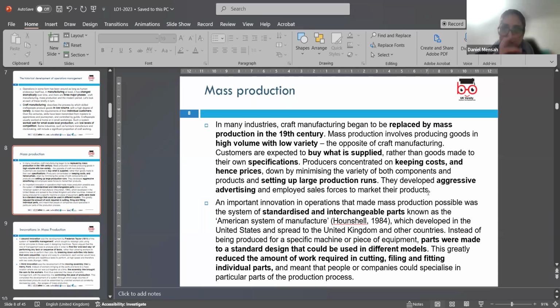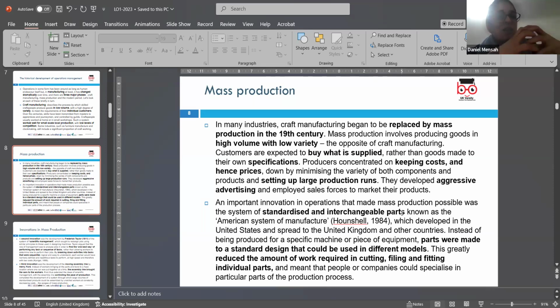Then slowly, within mass production, different kinds of innovations were coming, and it was improving further day by day. The first important innovation was brought by the American system of manufacturing. This innovation was introduced by the Americans. So what was that innovation? It was standardized and interchangeable parts. What they did: normally, people had to make new parts if they wanted to make a new product.